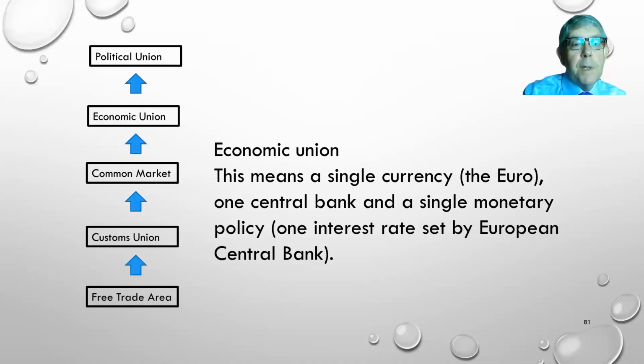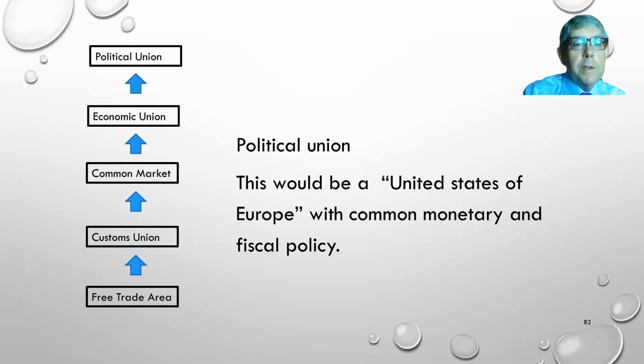Economic union. This means a single currency, for example, the euro, one central bank, and a single monetary policy, which is basically one interest rate set by the European Central Bank. Political union. This will be a United States of Europe with common monetary and fiscal policy.